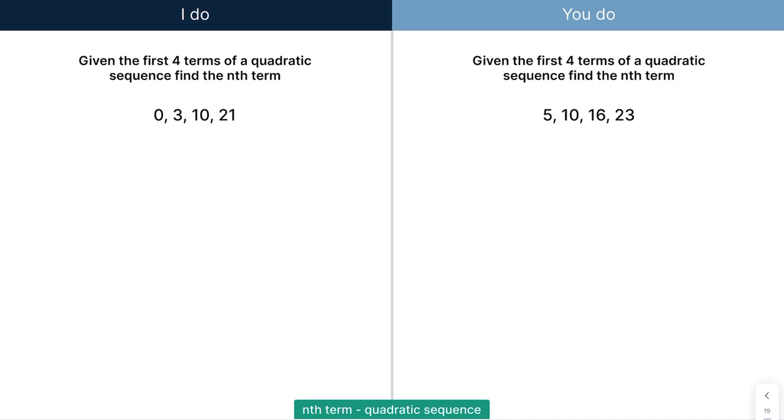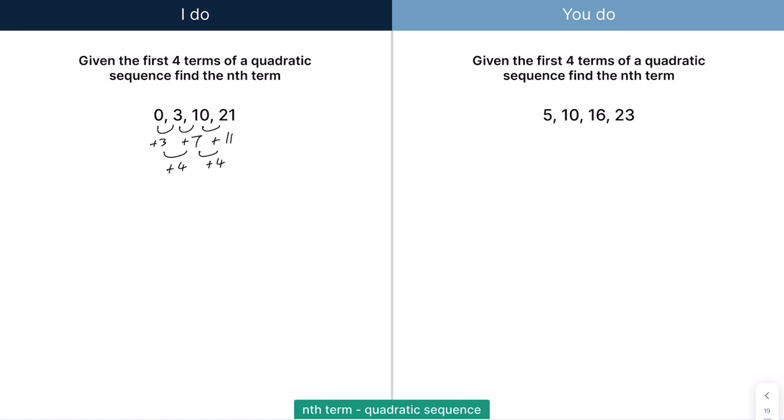So now looking at quadratic sequences, step 1 is the same, find the difference. So the difference between this and this is plus 3. The difference between this and this is plus 7. And then the difference between this and this is plus 11. And then what you do is you find the difference between the differences. So this is going up by 4, and this is going up by 4. Okay, so that's the first step. Find the difference, and then find the difference of the difference.